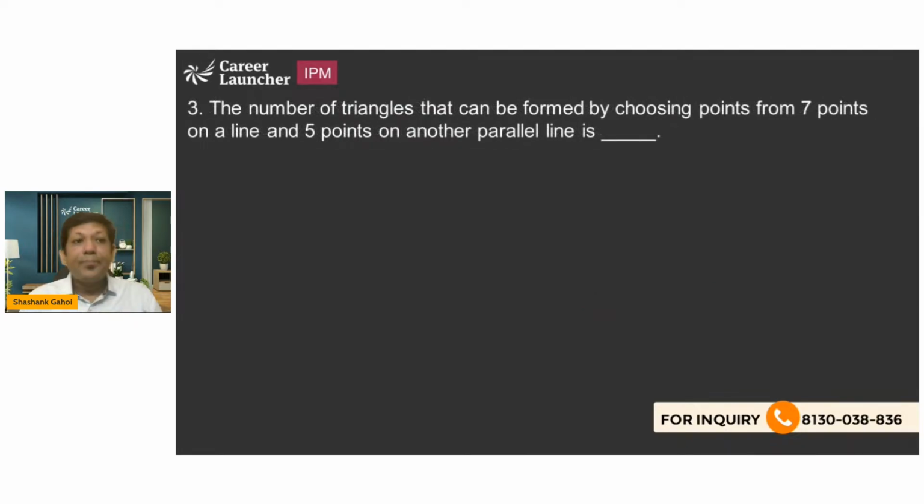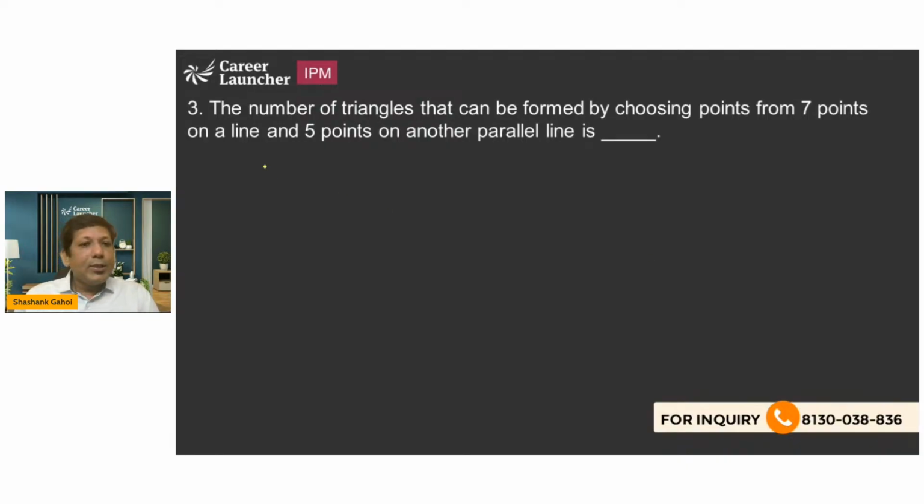And what does it say? The number of triangles that can be formed by choosing points from 7 points on a line and 5 points on another parallel line. Now, this is a good question. Now, what is the approach?